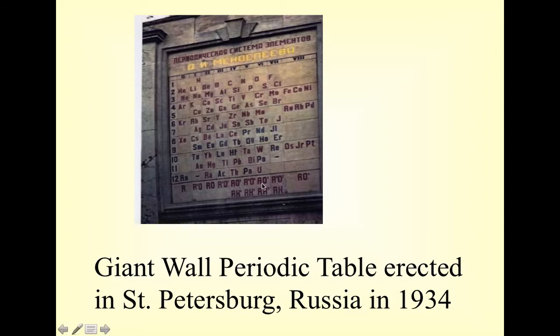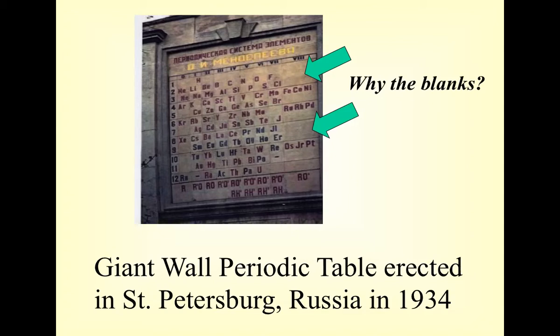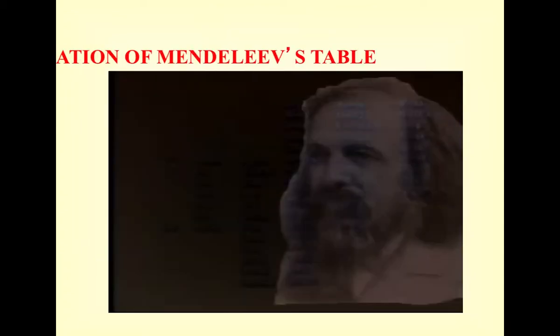the giant wall periodic table, this area in Russia is very much almost like the National Mall here in the United States. It is a place where people come to visit and really reflect on the nation's history and the great things that the country has done. But one of the things that's on this periodic table, you'll notice here, those two squares are blanks. So why are there blanks on Mendeleev's periodic table?